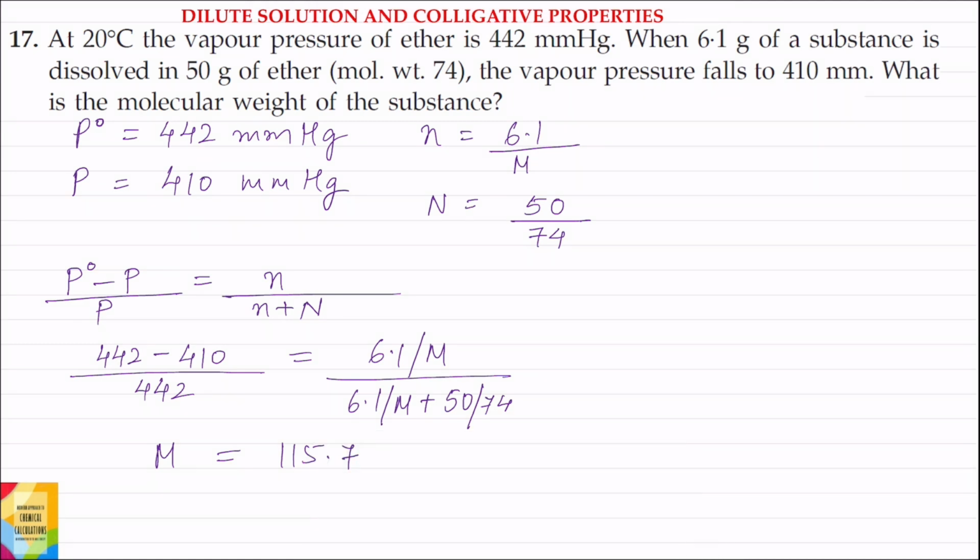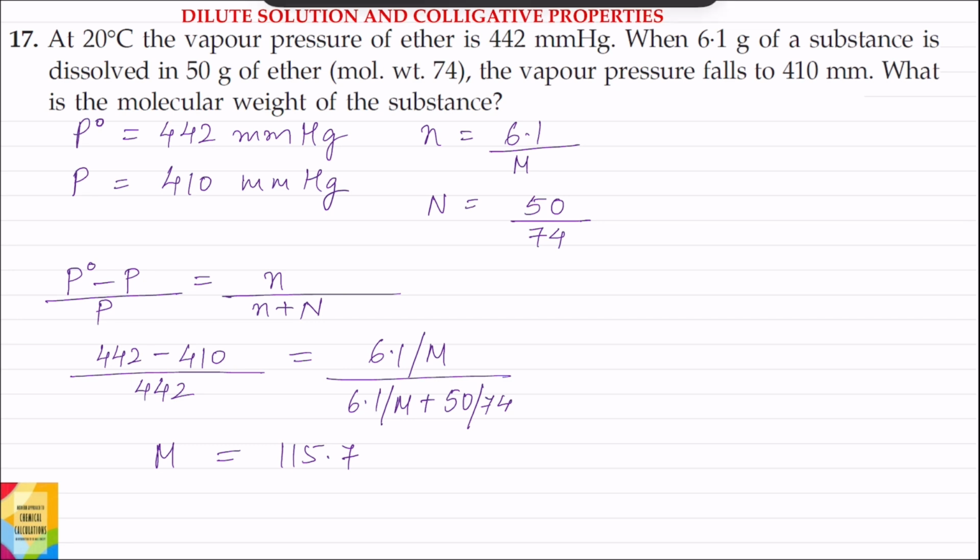Question 17. At 20 degrees centigrade, the vapor pressure of ether is 442 millimeter of mercury. When 6.1 gram of a substance is dissolved in 50 gram of ether, molecular weight 74, the vapor pressure falls to 410 millimeter of mercury. What is the molecular weight of the substance?